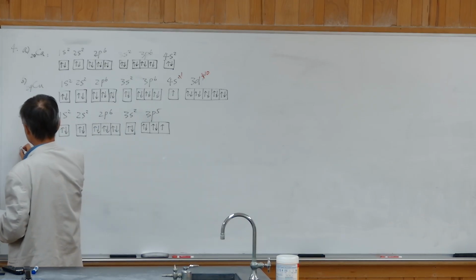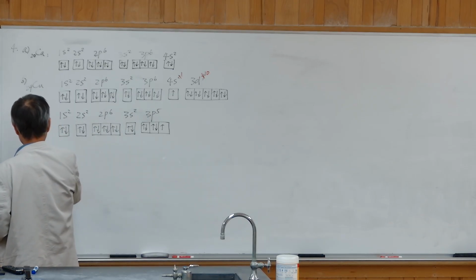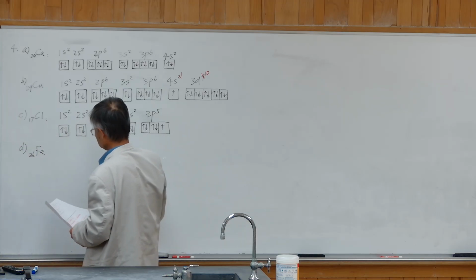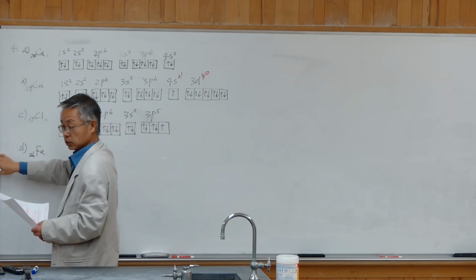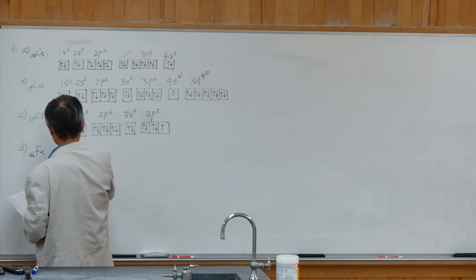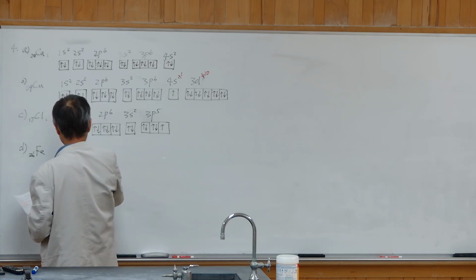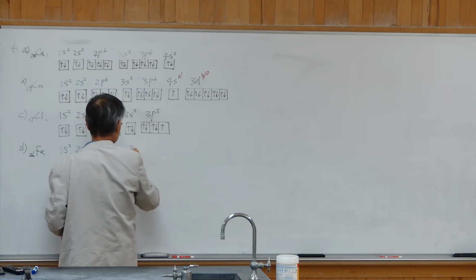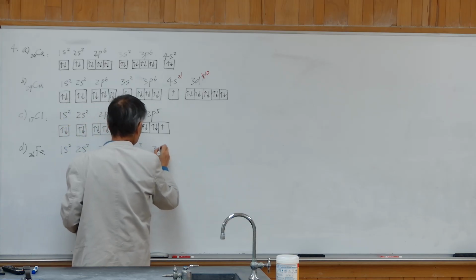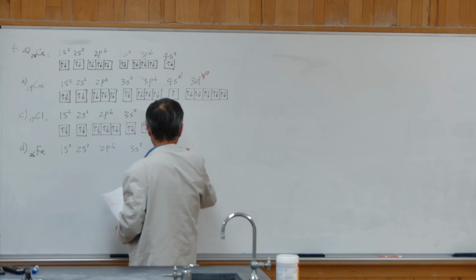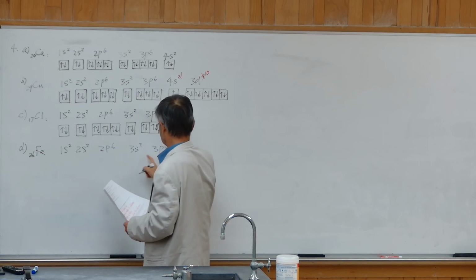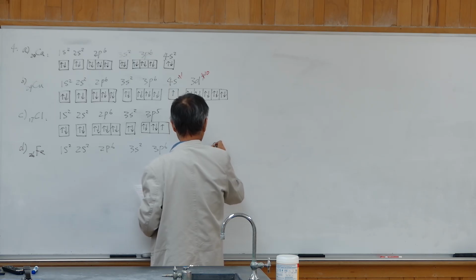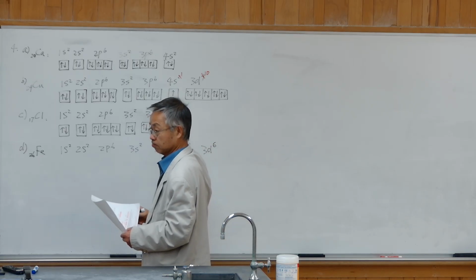Then D is iron, 26 electrons. So still use this chart. We can write the electron configuration of 1s2, 2s2, 2p6, then 3s2, 3p6, then 4s2, 20, then left over 6 in the 3d subshell.